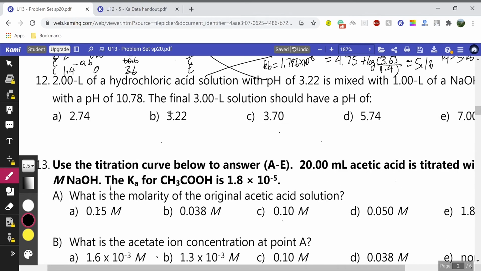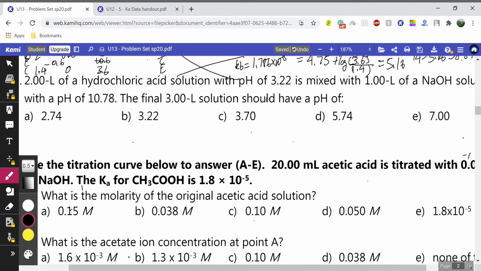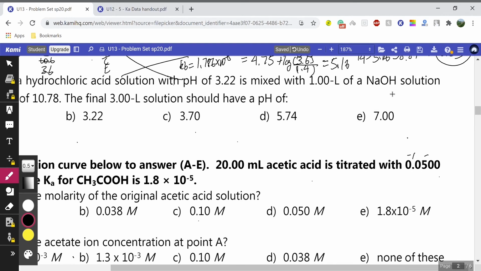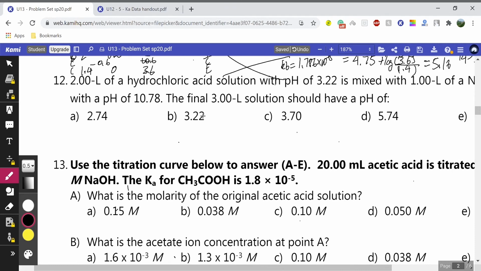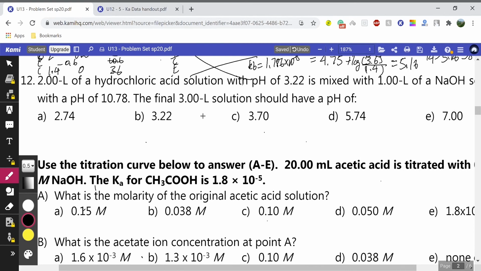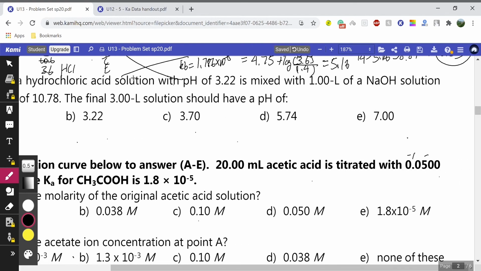2.0 liters of a hydrochloric acid solution with a pH of 3.22 is mixed with a 1 liter solution of NaOH with a pH of 10.78. The final 3.0 liter solution will have a pH of what? So first, we have hydrochloric acid, HCl, which is a strong acid, and we also have NaOH, which is a strong base. So we have a strong base and a strong acid, except one of them is 2 liters and one of them is 1 liter.